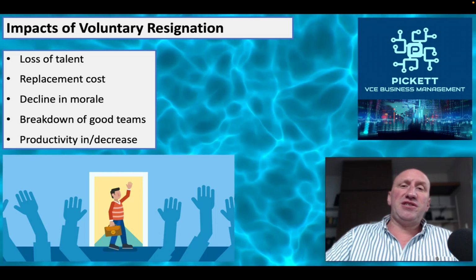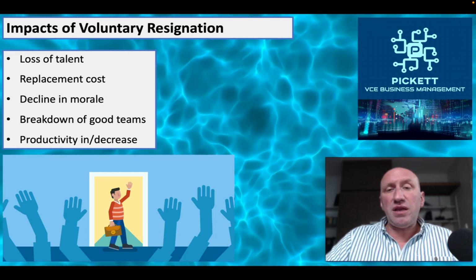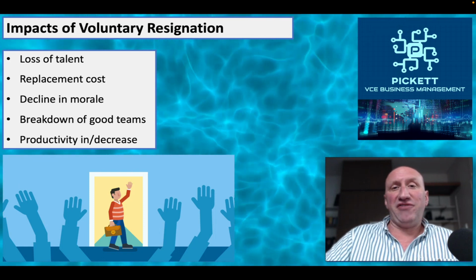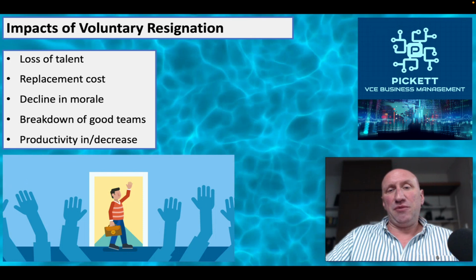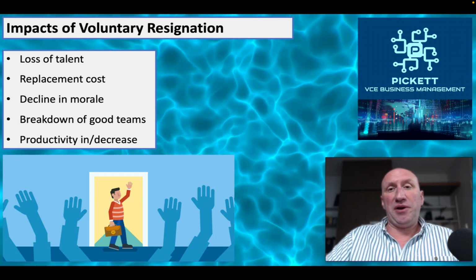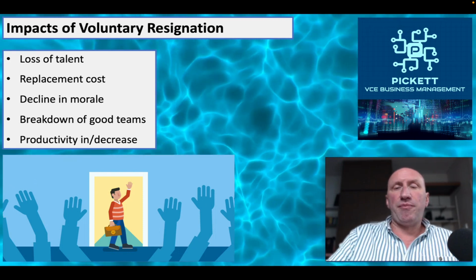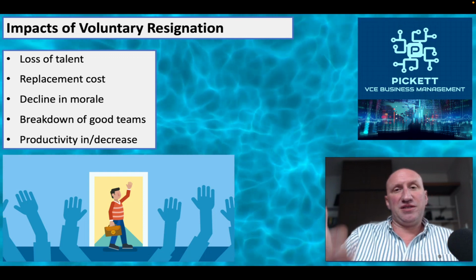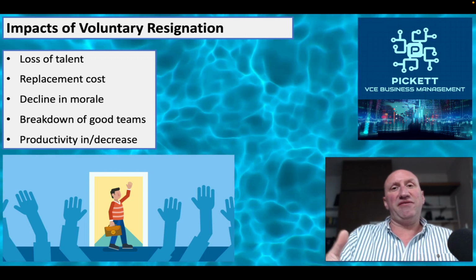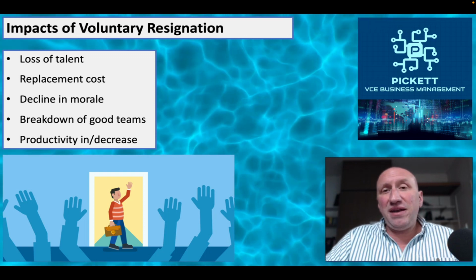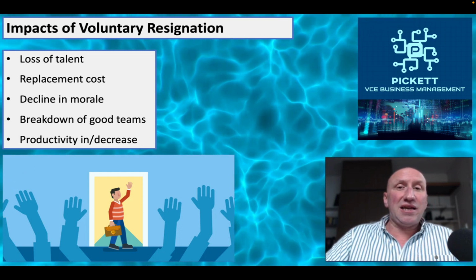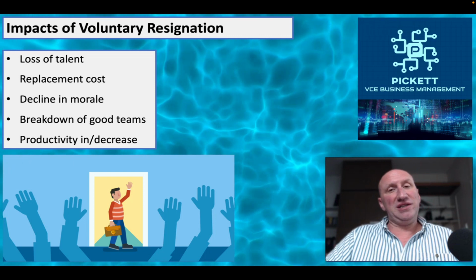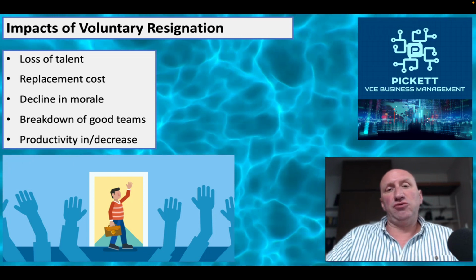And then a decrease in productivity. Again, if the person is a really valuable person in the business, you might see your productivity decrease for a period of time, until the replacement gets back up to the speed that the person who's leaving is at. Or again, if the person was not particularly good and wasn't particularly productive, overall you might actually see a productivity increase due to them leaving.